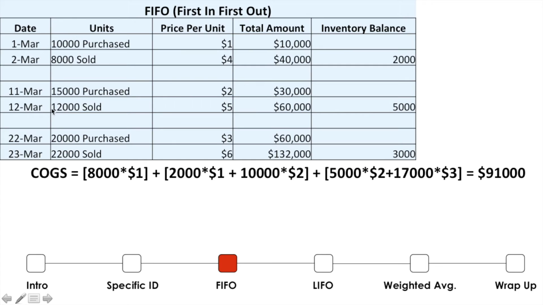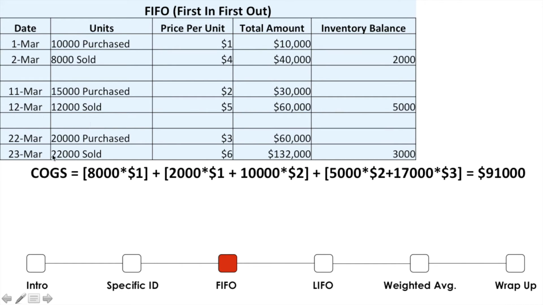And then on the 12th, we sell 12,000 units. And because we're using FIFO, this 2,000 must go first because it was purchased before this 15,000. So we do 2,000 times $1 plus 10,000 because we still need to sell another 10,000 units to meet 12,000. So we do 10,000 times $2. And then we have an ending inventory balance of 5,000 units that gets carried over to the 22nd.